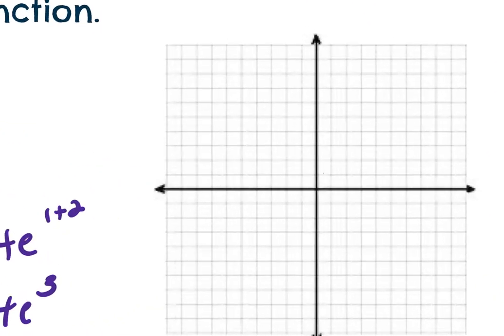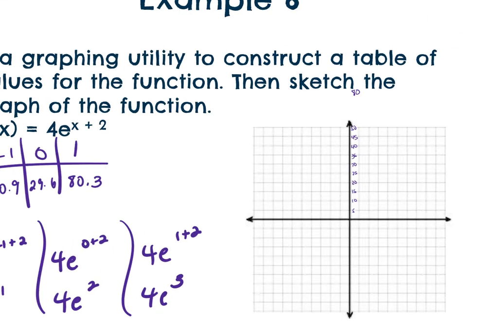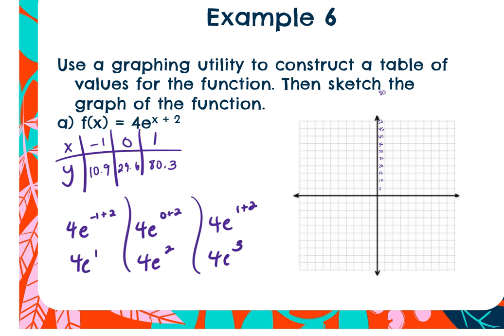So I'm going to go by 5s here. 5, 10, 15, 20, 25, 30. And I know 80 is going to be all the way up here. Okay. So -1 and 10.9. 0 just shy of 30. And 180.